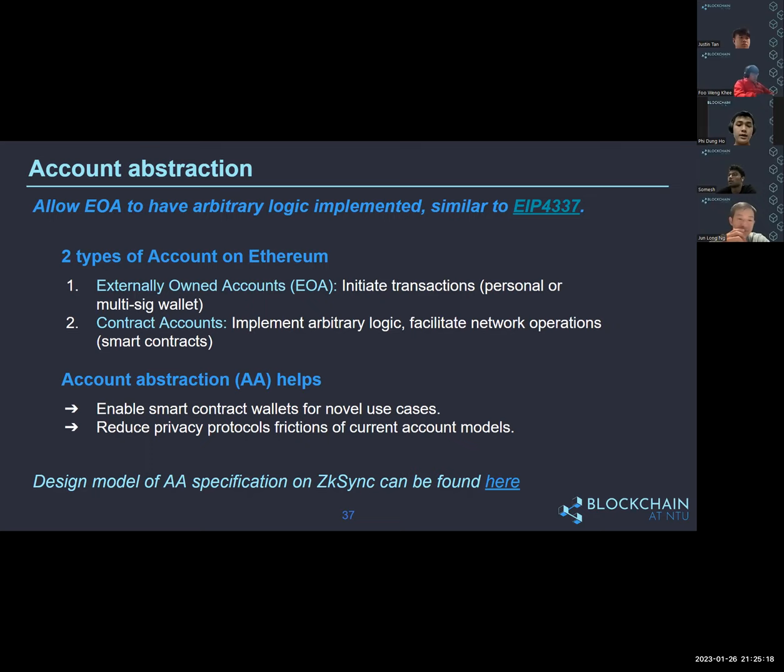This has some limitations, such that sometimes we need to use smart contracts on a user account to implement more complex use cases, or we can have privacy protocols. Thus, we somehow need to realize the functionalities of an externally owned account. So account abstraction means we can still initiate transactions with our account, so we can sign and approve transactions, but also implement some logic on top of our account. The design models of this can be found in the links I put at the last line.